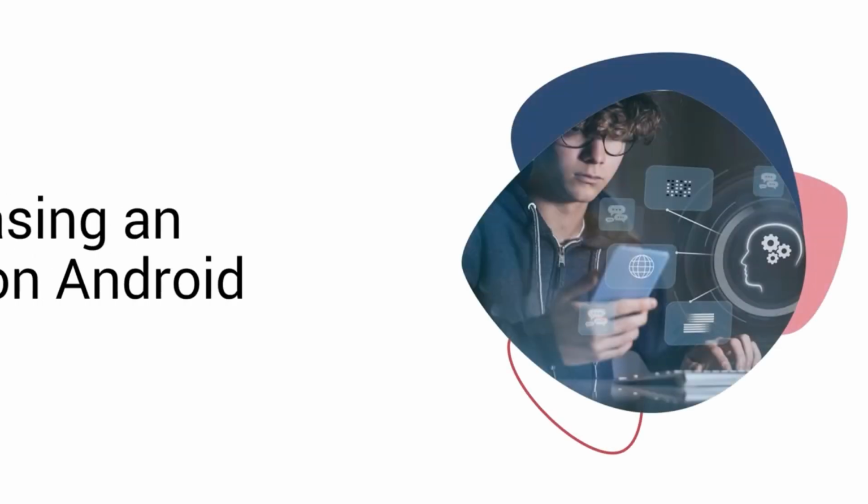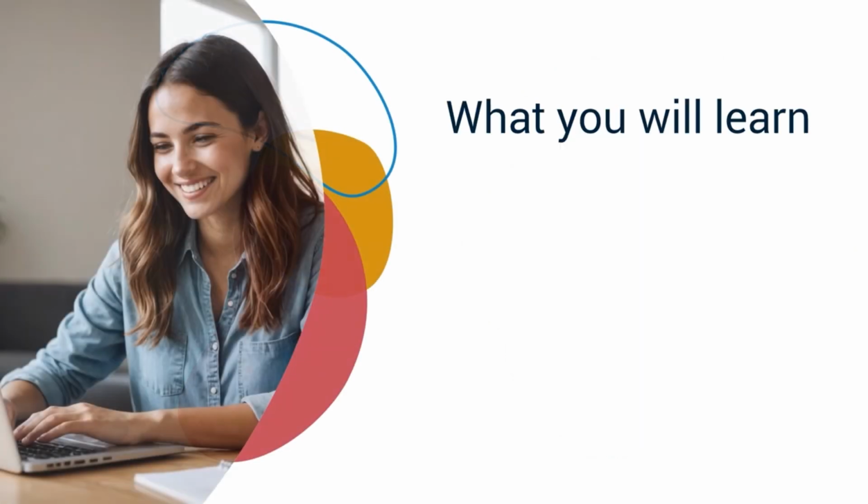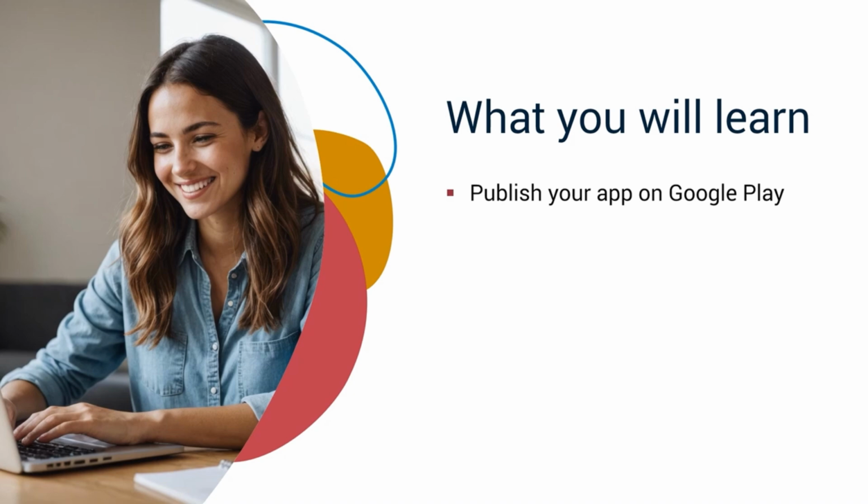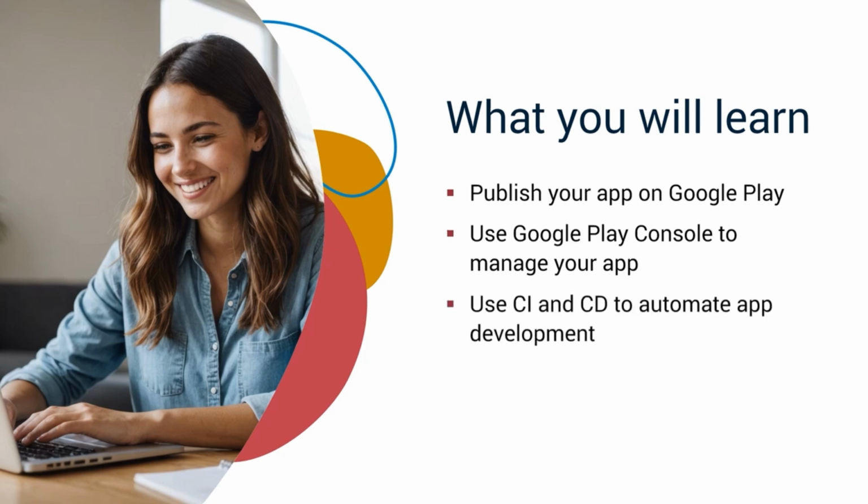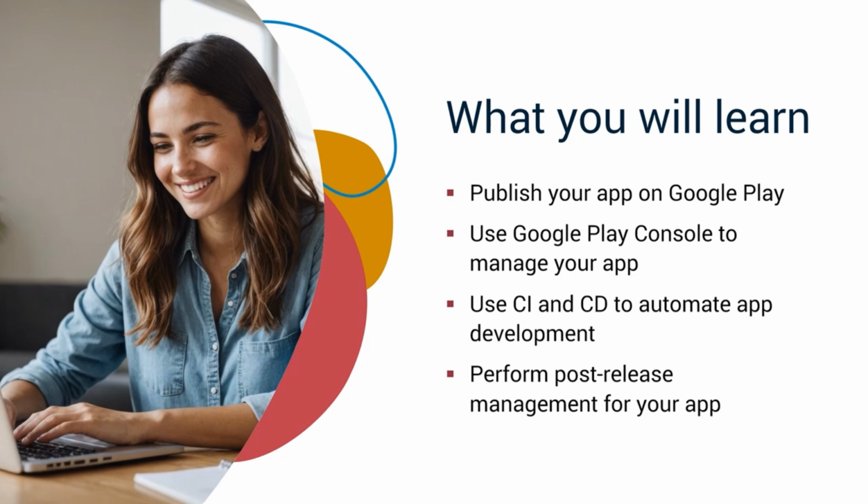Welcome to this video on releasing an app on Android. After watching this video, you will be able to publish your app on Google Play. You will also learn how to sign apps through Play App Signing and by creating a key store file. Additionally, you'll learn how to use Google Play Console to manage your app. You will also use practices such as continuous integration, or CI, and continuous deployment, or CD, to automate the app development process. Finally, you'll learn how to perform post-release management for your app.